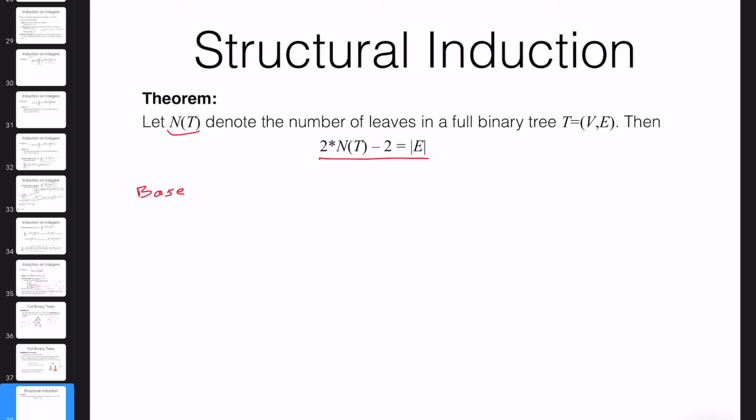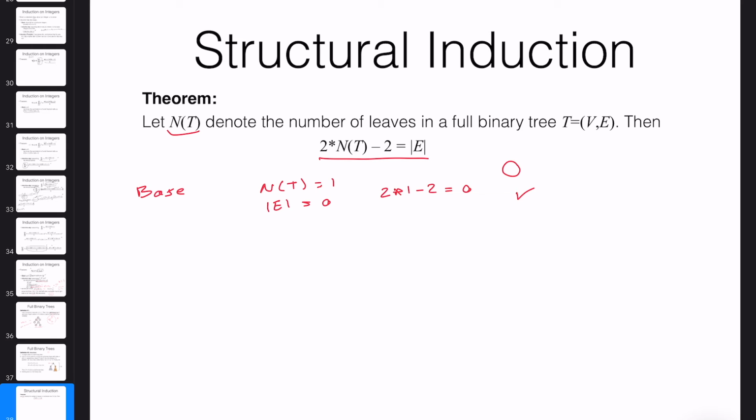So if your tree is only one node, the number of leaf nodes n of T is going to be 1, right? How many edges do you have? The number of edges is going to be 0. If you only have one node, the number of edges is 0. The number of leaf nodes is 1. And the theorem holds, right? 2 multiplied by 1 minus 2 is equal to 0. So we prove that the basis is correct for our induction.